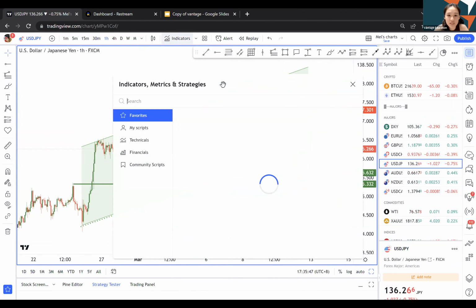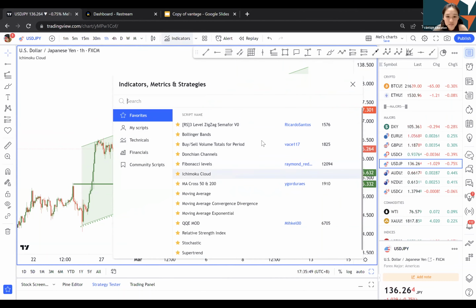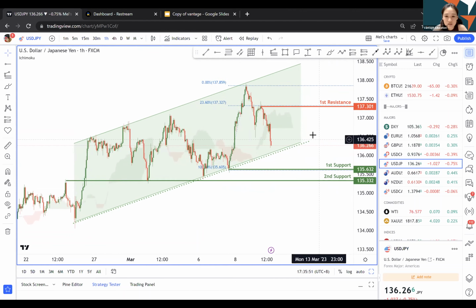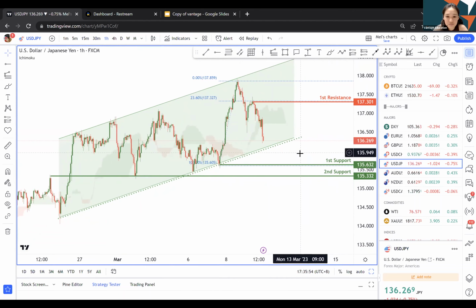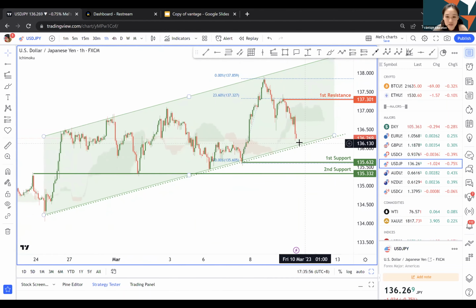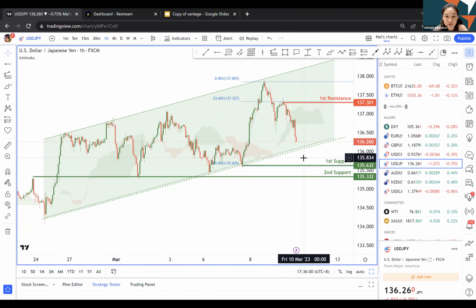So now let's pull out some indicators. Over here, we can see price is dropping. But because we want to follow the general trend, which in this case is bullish, we're expecting price to bounce off of our trend channel as well as trend line and head back upwards.